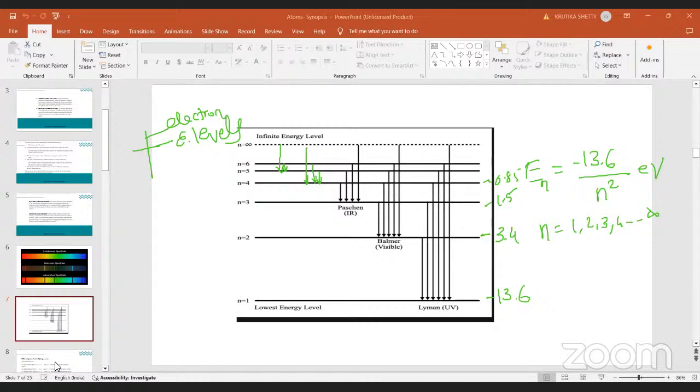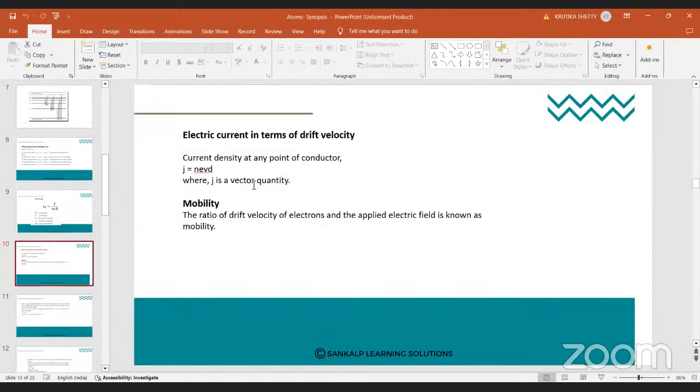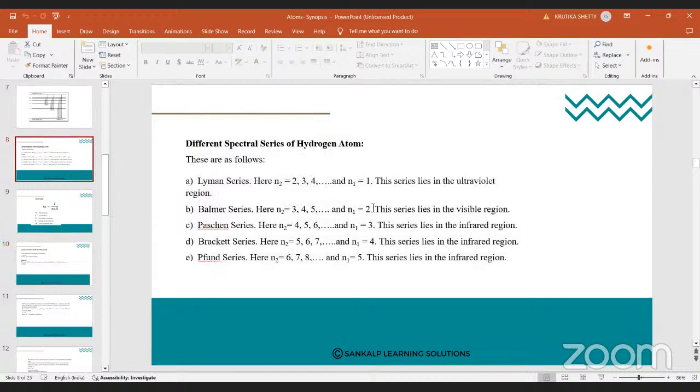Yesterday we already discussed this, the spectral lines. The series we have discussed, all the 5 series. Based on this, today we are discussing some questions also. So first, some points you remember.